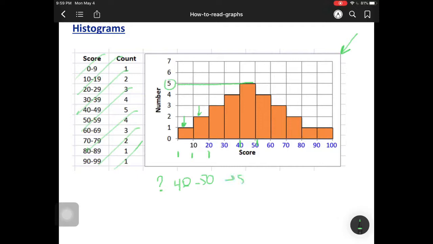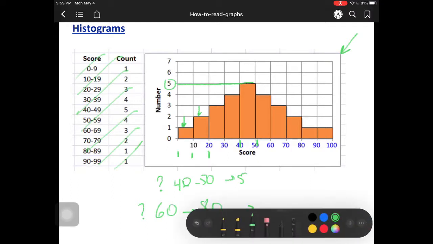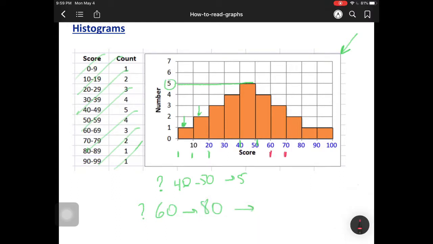So 5. So let's say the question is, how many students got a grade between 60 and 80? Between 60 and 70, we have 3. Between 70 and 80, we have 2. So the answer here would be that 5 persons got a grade between 60 and 80. So it's a very simple topic. The whole idea is knowing how to read graphs, looking at graphs and knowing how to read them.